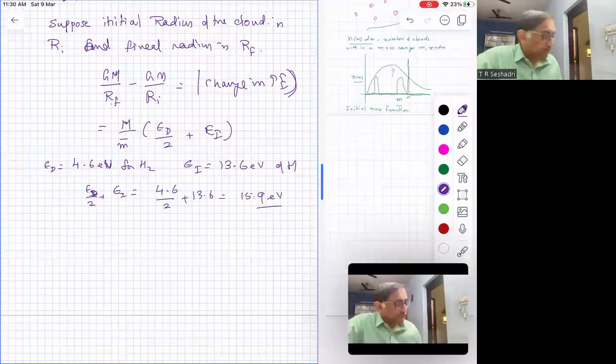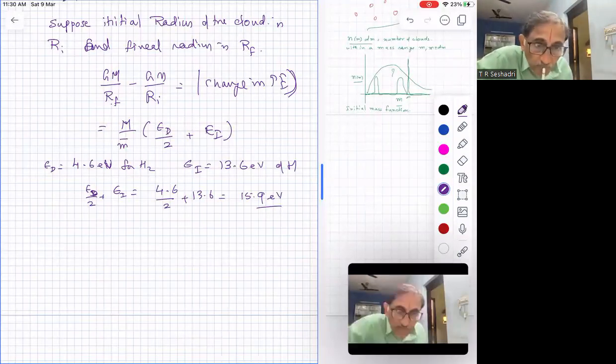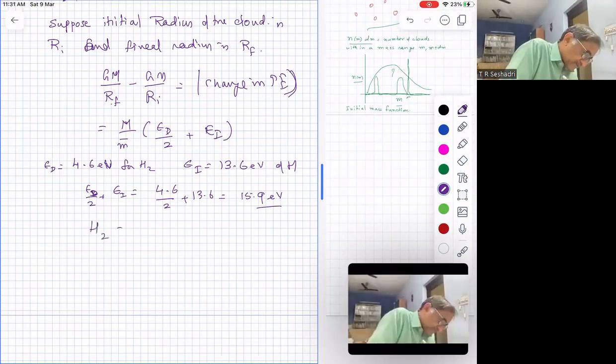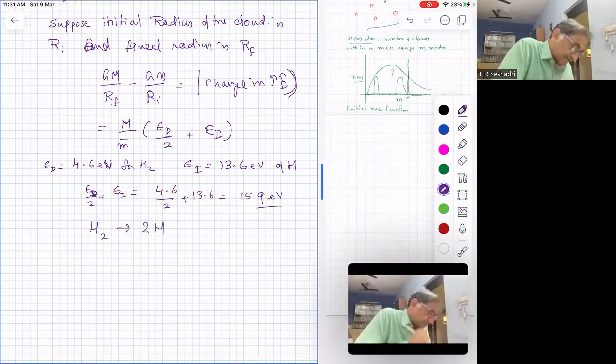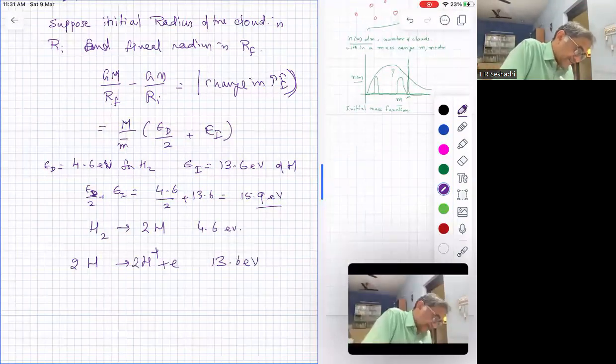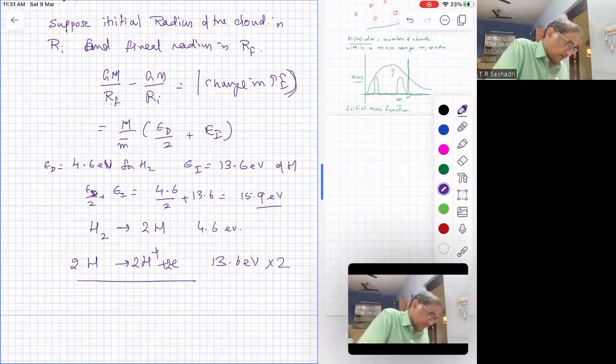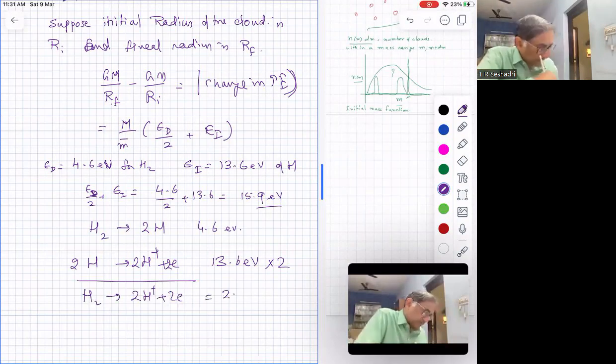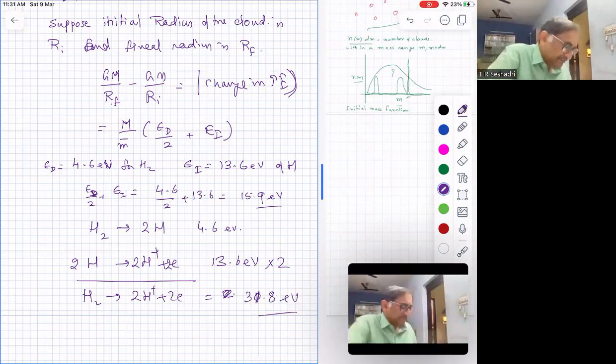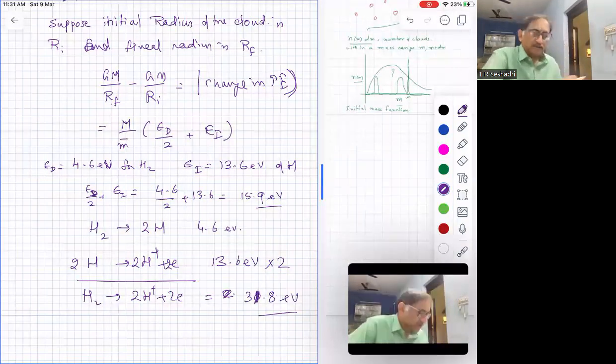15.9 electron volts. Hold on, no, I have to be careful here. So I have H2 going to 2H, and this is 4.6 eV. H goes to H plus plus e, which is 13.6 eV. To balance the equation I have to multiply by 2. And so I have H2 going to 2H plus plus 2e, which is 31.8 eV. Basically, the point is, it is per H2. Anyway, so this is the eV.